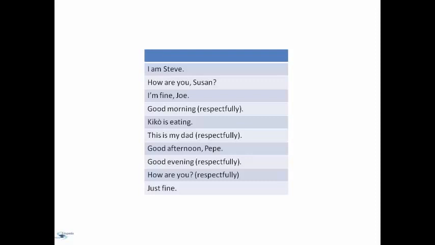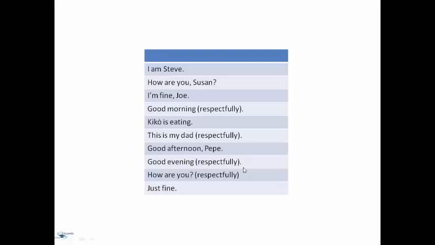Next, good morning, respectfully. How can you say that in Tagalog? Very good. Magandang umaga po, because this is respectful. Kiko is eating. How do you say that in Tagalog? Very good. Kumakain si Kiko. This is my dad. How do you say that respectfully? Very good. Ito po ang tatay ko.